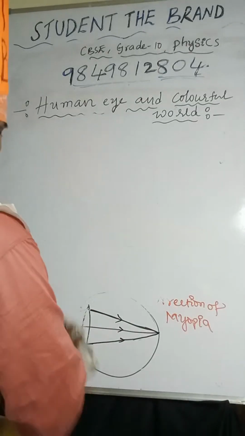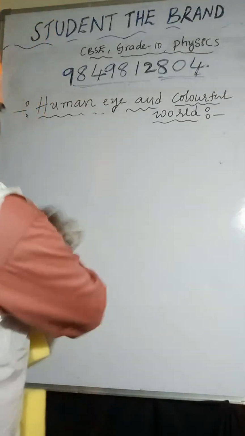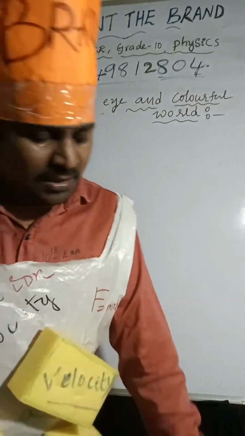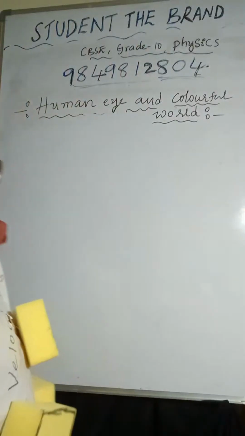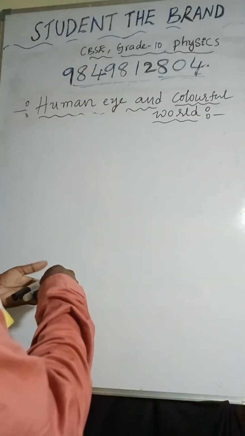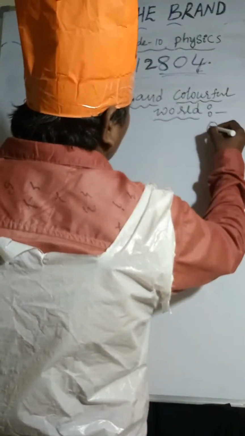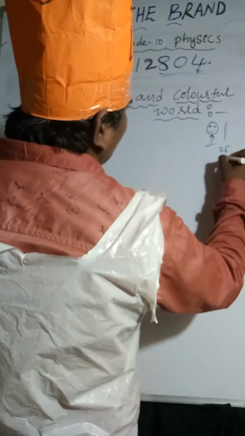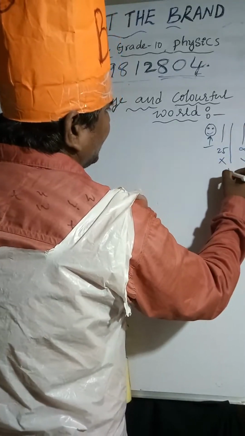So hypermetropia. Now we'll discuss hypermetropia. Hypermetropia is nothing but we can see far distance, but we can't see near distance. For the correction of hypermetropia, we are using convex lens. Same situation as the person is here. He can see the far distance. 25 centimeter he can't see, but infinity he can see. So 25 to infinity he can see.